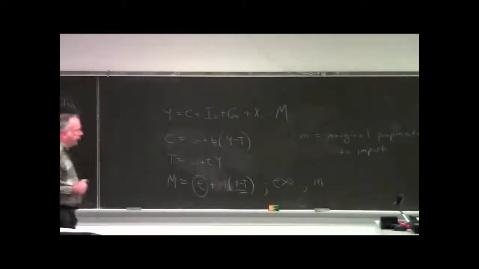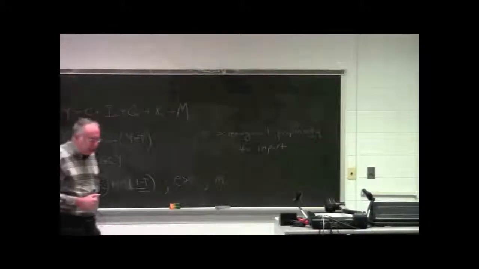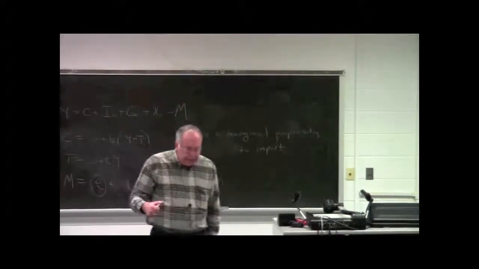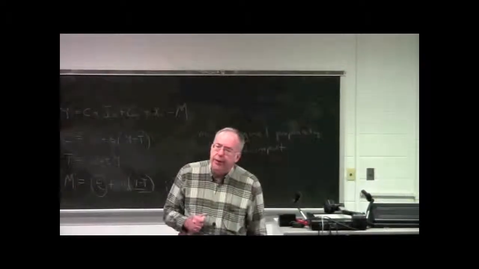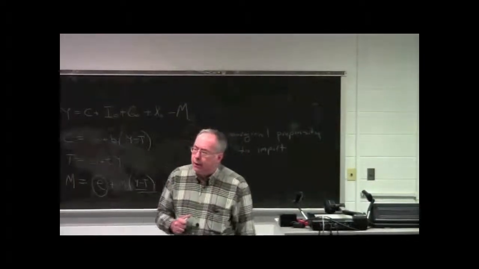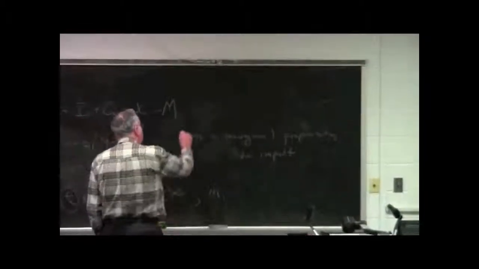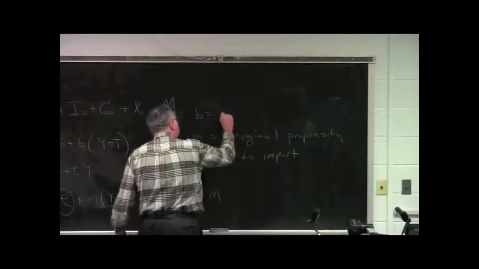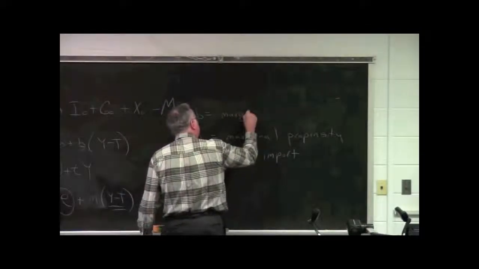It tells you if disposable income rises by $1, what fraction of that dollar will be spent on imports. So a reasonable figure for M for the United States might be like 0.1. So if disposable income rises by $1, 10 cents of that dollar will be spent on imports. The amount spent on domestic consumption would be B. So B is just the marginal propensity to consume.